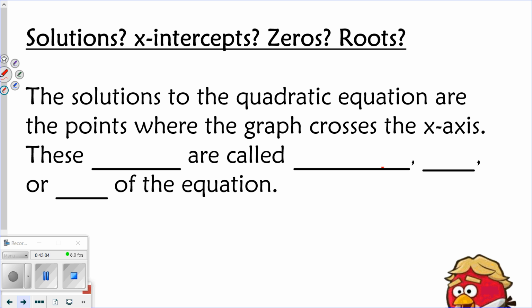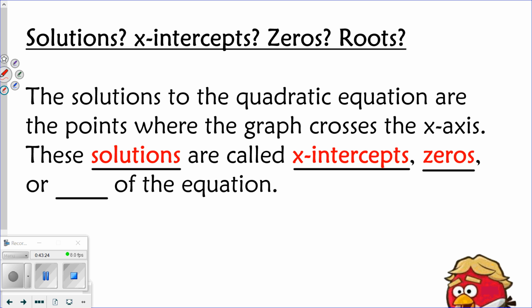So solutions, x-intercepts, zeros, roots, those are all words you will hear me say, and they all mean the same thing. All right, so the solutions to the quadratic equation are the points where the graph crosses the x-axis, what we just saw. These solutions, they have different names. They are called the x-intercepts. Somebody threw that word out earlier. They are known as the zeros, because what's the y value right there? It's 0. Or the roots of the equation.